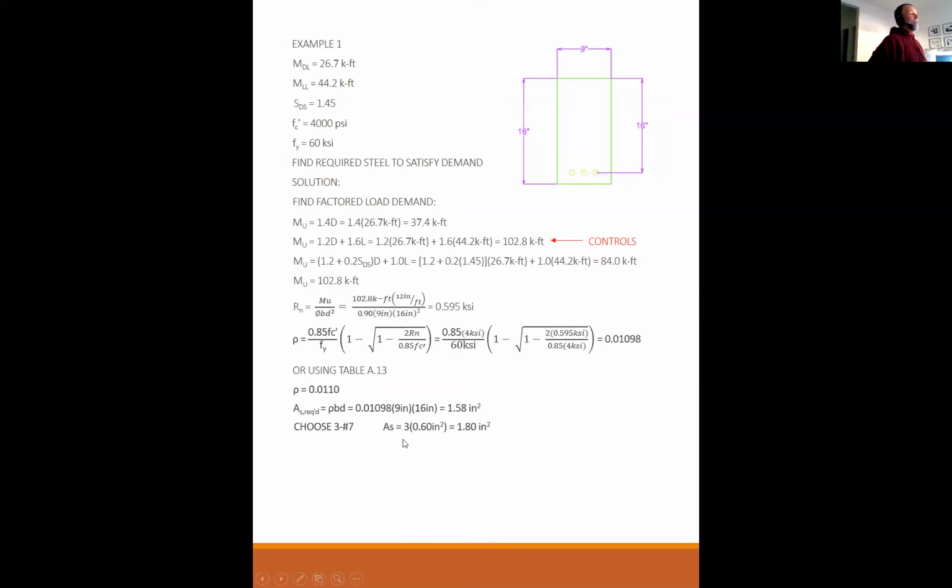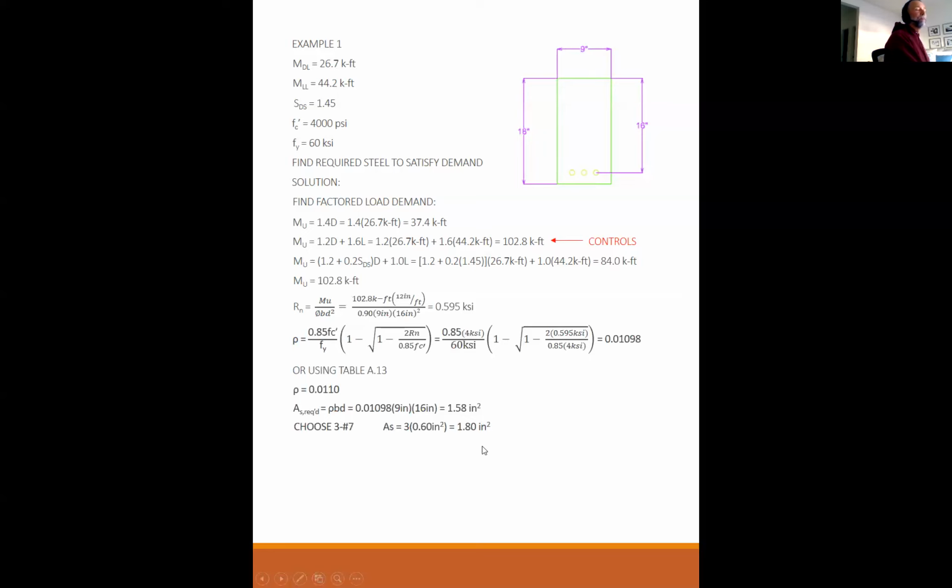Here's a point where you have to stop and reflect for a second. You have to have some engineering judgment when you're choosing your steel. I could probably get closer to 1.58 by using 8 number 4 bars, which would give me 1.60. You say, oh, that's a better choice. Well, 8 number 4s is very inefficient. You're putting a whole bunch of steel down here. It may not even fit in 9 inches, and it's just not a reasonable solution.